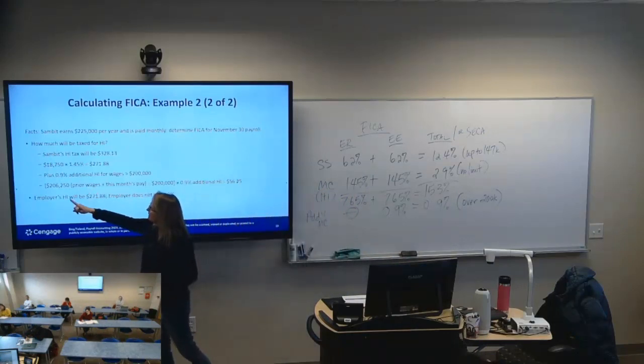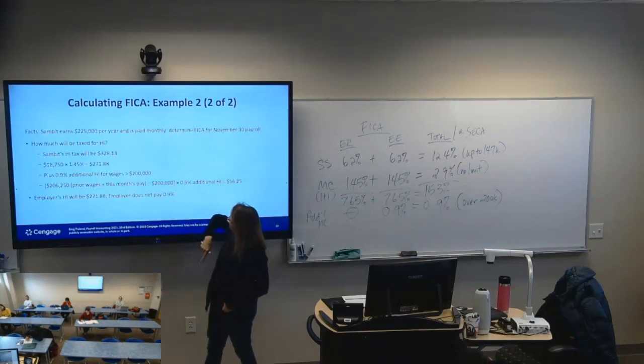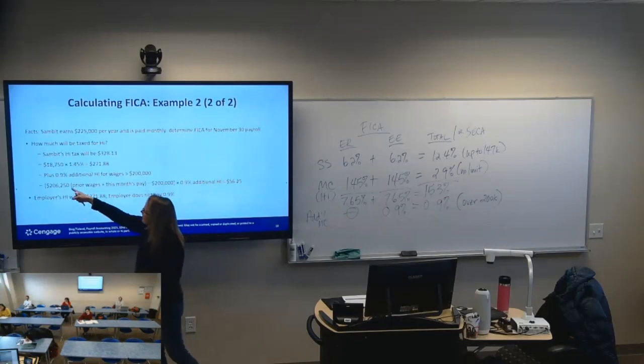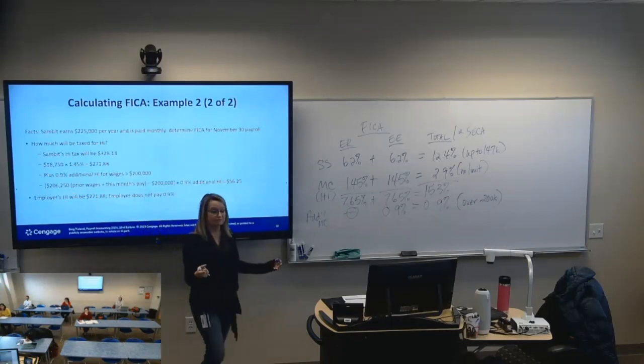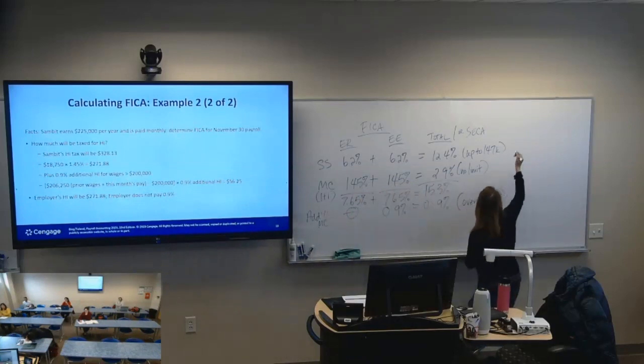The 0.9%, we're going to take the, what are they doing here? Prior wages plus this month's pay. Okay, so the wages up to now, through the current pay, instead of up to the current pay. So now he's made 206,250. How did they get that 206,250?